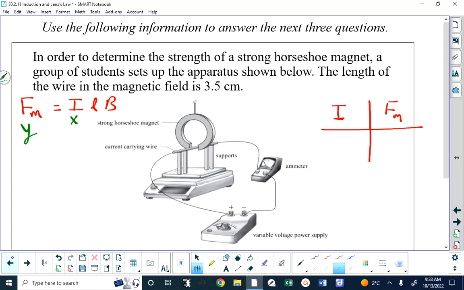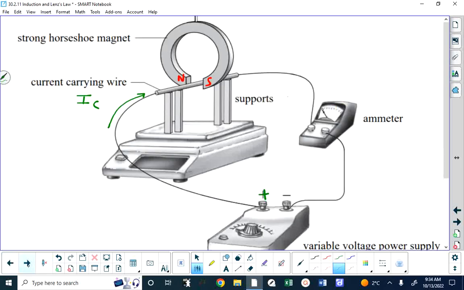This is the magnetic force, but there's another force being measured by the scale. It's the force of gravity. And I didn't want to put numbers on here, but right now the current is 0, right? There's no current. Will there be a force registered? Well, yeah. It's going to be the force of the wire and the stands that the wire is on being pulled down because of gravity.